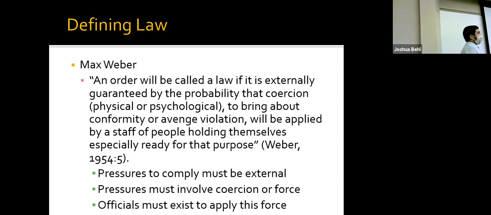Suddenly it seems like we're getting somewhere with the definition of law, right? So the pressure to comply must be external, right? There's some outside force telling you you have to do this thing. More likely than not, in most situations, it's not in your best interest to do this thing, right? For example, is it ever in your best interest to stop at a red light? Why not?